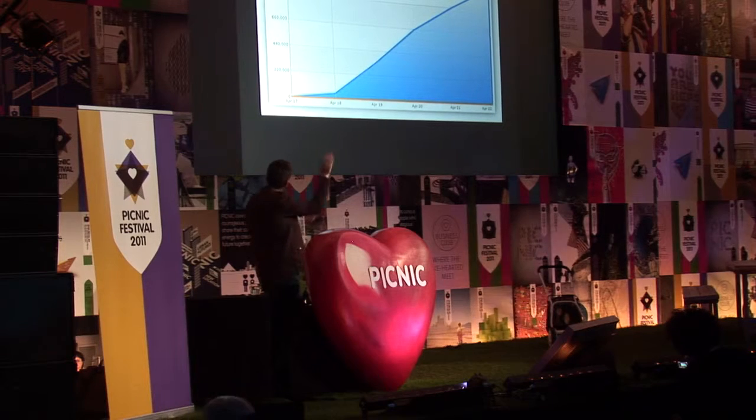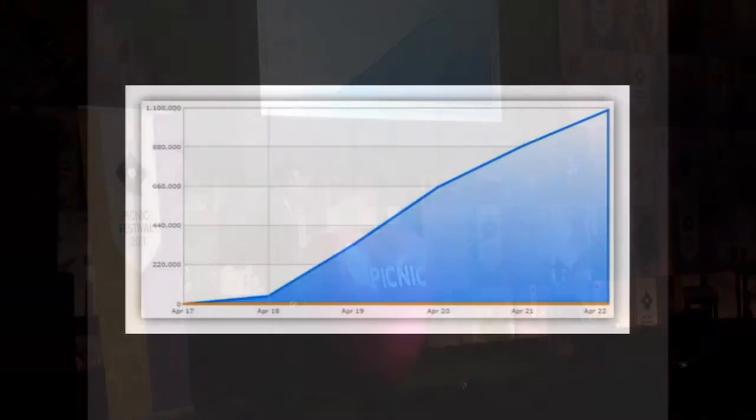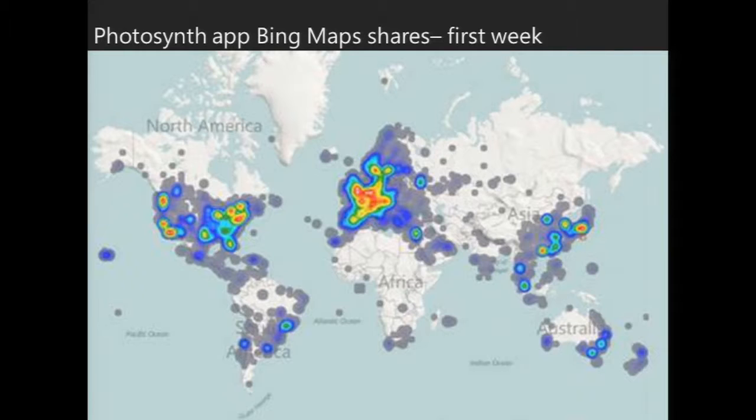So the crowdsourcing went really nicely. This was from the launch of the Photosynth app, the number of panoramas that were being contributed to the website, and the geospatial distribution of the panos that were being made public. This is again just the first couple of days of the app. We were very, very happy.